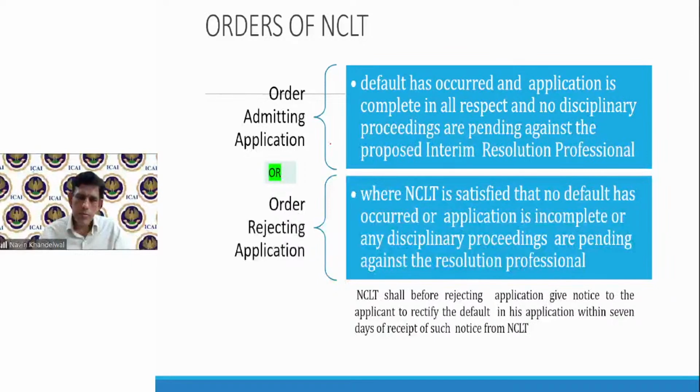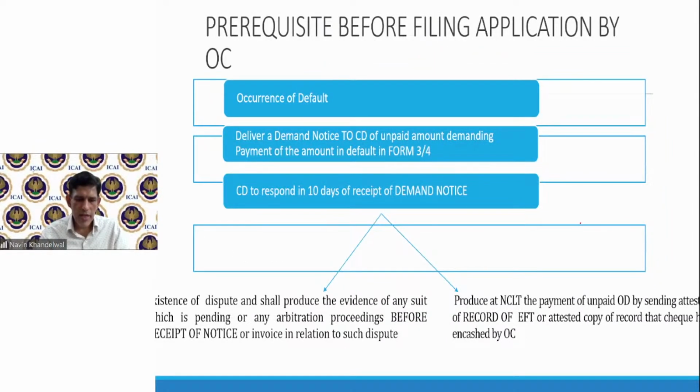And it will admit when default has occurred, the application is complete, and no disciplinary proceedings are pending against the proposed interim resolution professional. Or it will reject where NCLT is satisfied that no default has occurred, or the application is incomplete, or any disciplinary proceedings are pending against the RP. Who will carry out the disciplinary proceedings against the RP? IBBI. IBBI will carry out the disciplinary proceedings against the RP. So that is section 7.